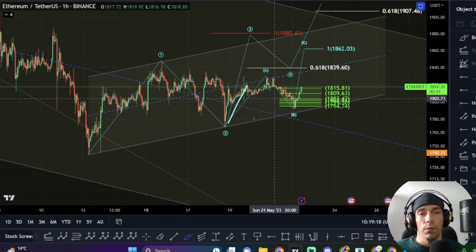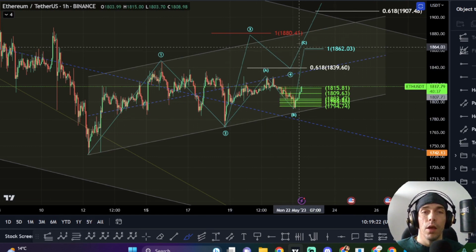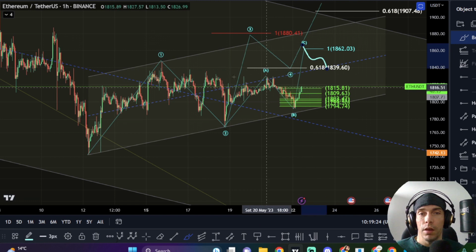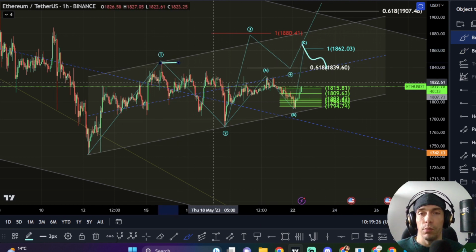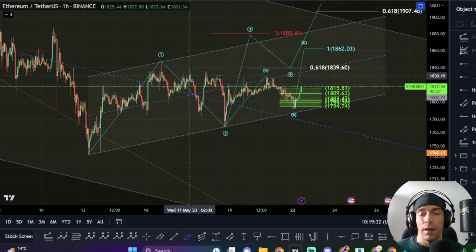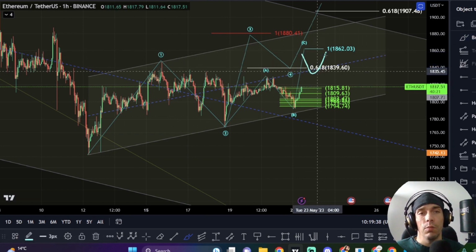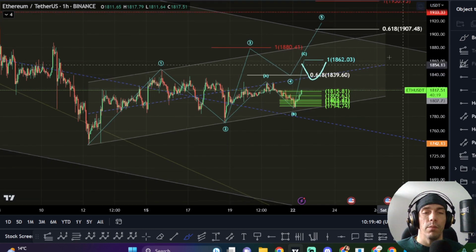If we get a 3-wave move to the upside here in an ABC, which looks to target this 1862, I will then be looking to see if we get a retracement back and overlapping this wave 1. An interesting zone would actually be this area here towards this 1826, because this would be coming back into these previous highs, as well as potentially retesting the center channel line. And then what we'd be looking for would be another 3-wave move to the upside.